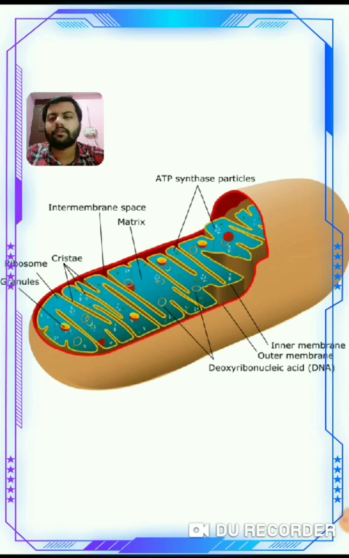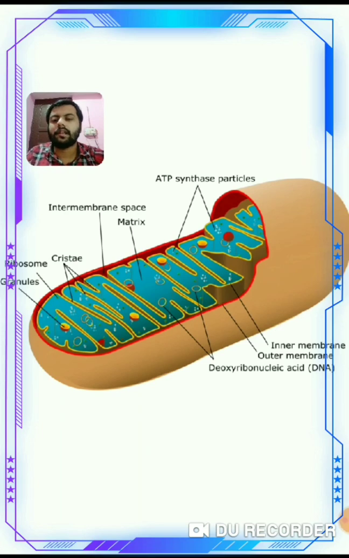Students, in previous classes, we studied all the three basic components inside the cell through which we can recognize whether a cell is true or not. So today we will start a fresh new topic, that is cell organelles.